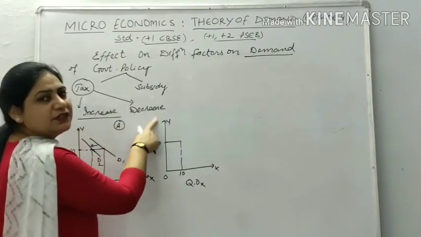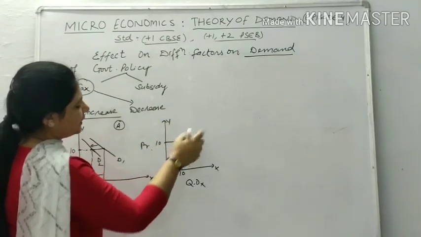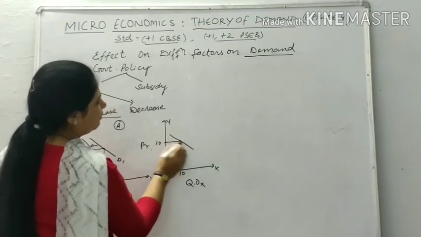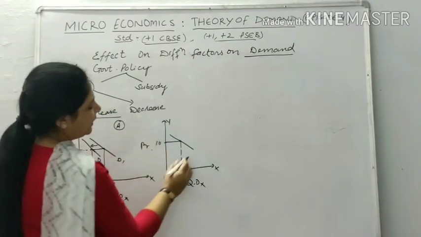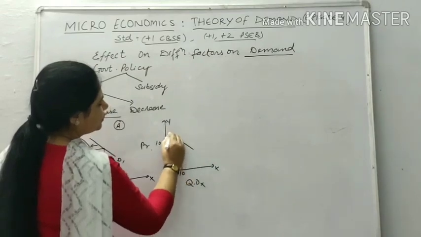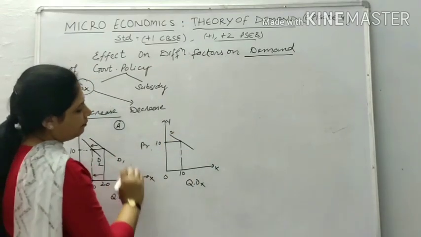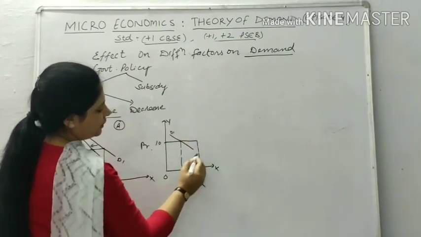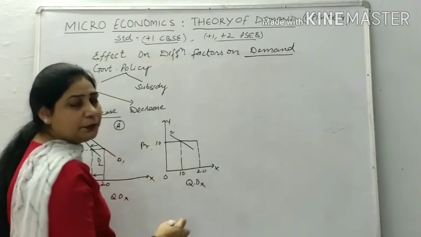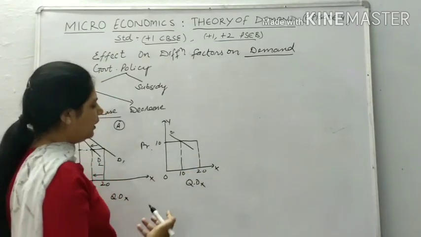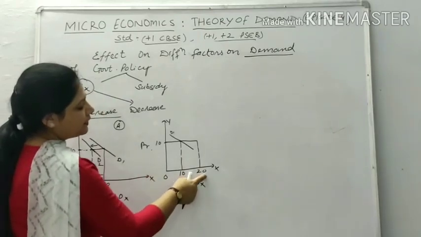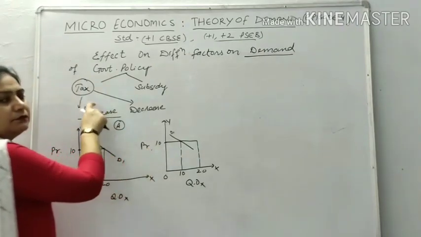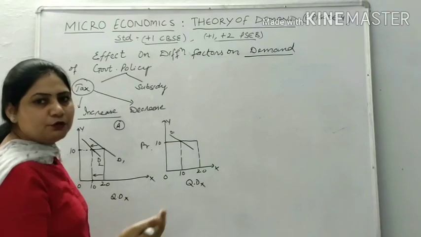But now I am taking this condition: due to decrease in taxes, the person's purchasing power got increased. This is his prior condition before the decrease in taxes. The one demand curve shows his prior condition. But after decreasing taxes, the person's purchasing power got increased. Now a person can purchase 20 units. Suppose he can purchase 20 units at the same price of 10 rupees because the slab of tax got favorable to the person.